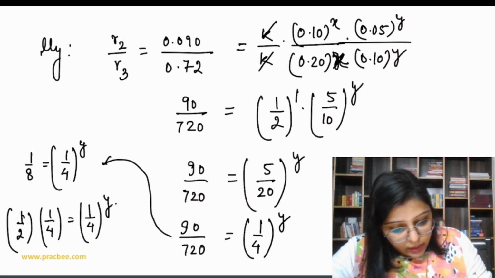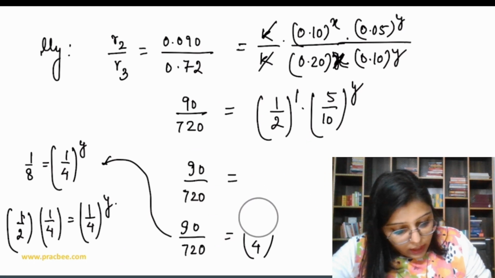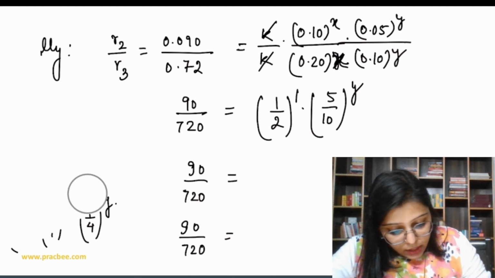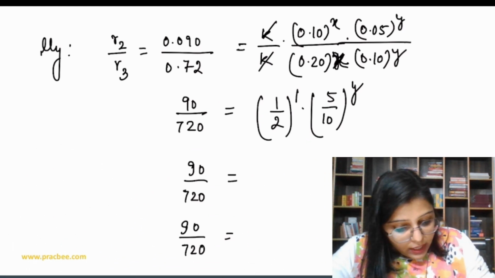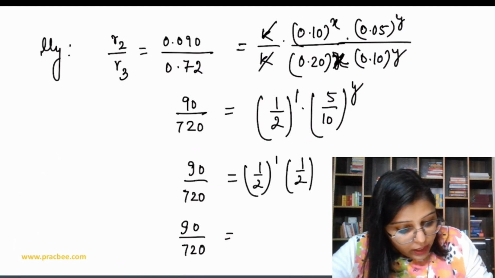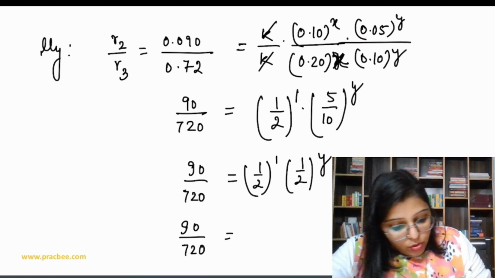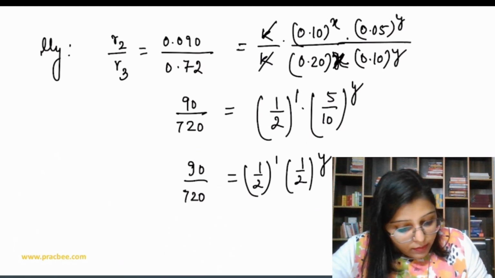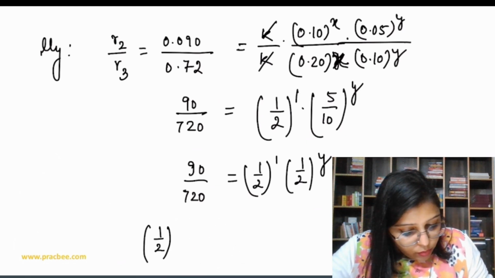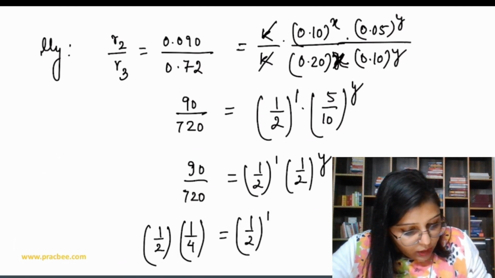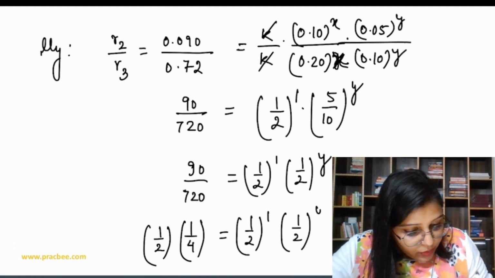We cannot write this as 5 by 20y. Let me correct this part. This is going to be 90 by 720. This is 1 by 2 to the power 1 and that is 1 by 2 to the power y. ठीक है? So 90 upon 720 is going to be 1 by 2 and 1 by 4. Okay, so that is 1 by 2 to the power 1 and 1 by 2 to the power y.